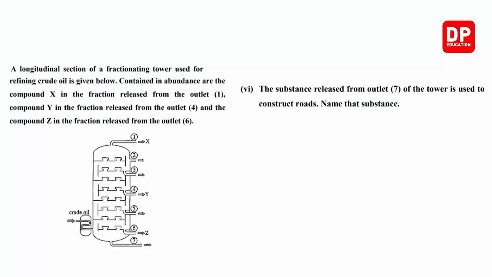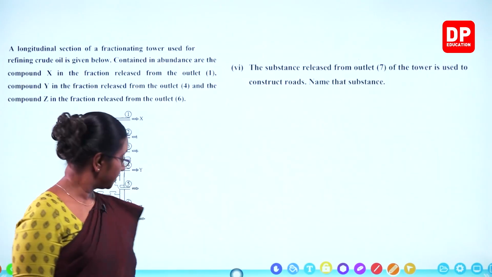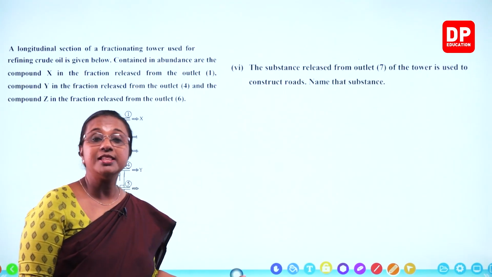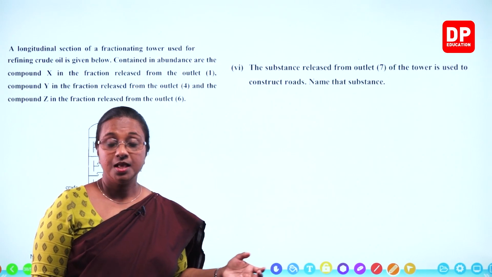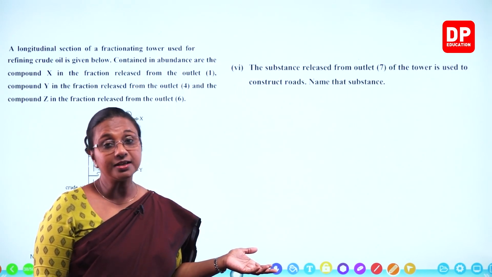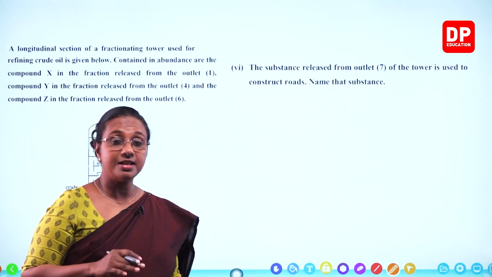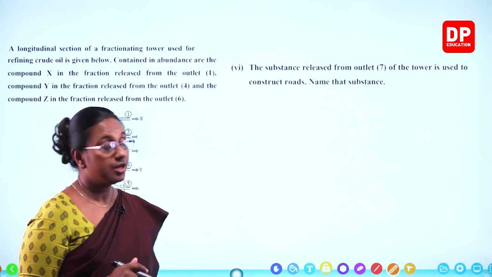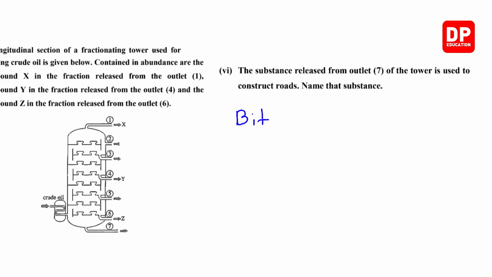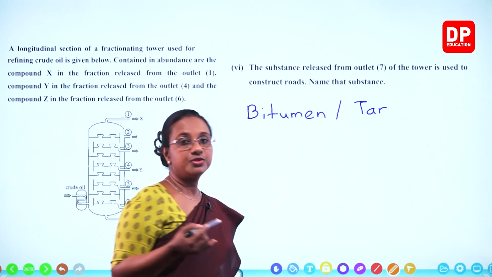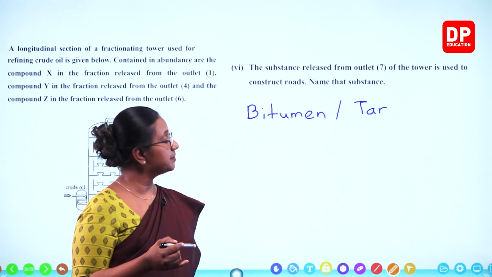Part 6. The substance released from outlet 7 of the tower is used to construct roads. Name that substance. Now I told you all the highest boiling point fraction is bitumen, or what we call tar. That is what is used to construct roads. The carpeting of the roads is done using this bitumen or tar. So that is what you need to write here: bitumen, or you can write it as tar. The tar roads, carpeted roads, are made using the substance bitumen.